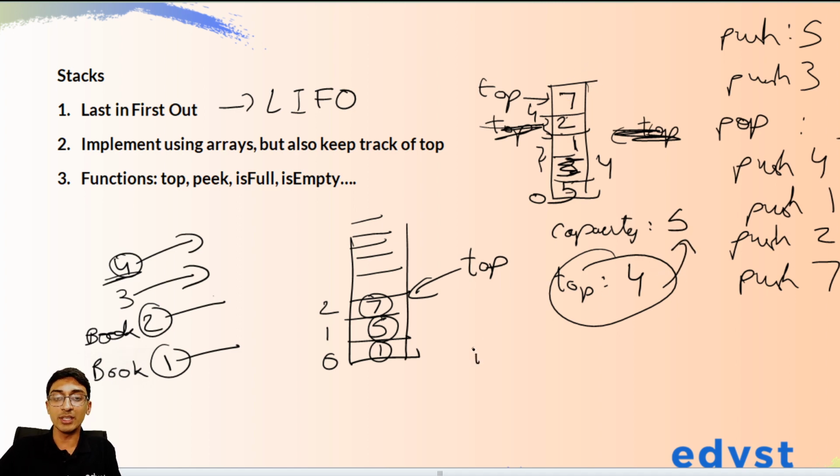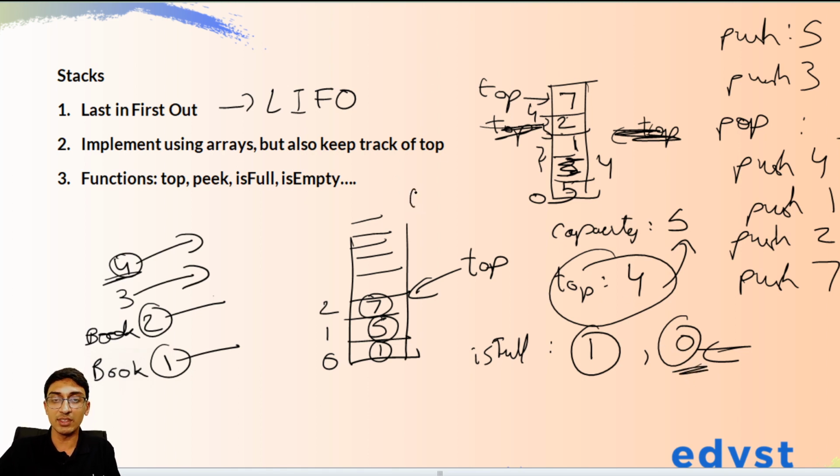So if we use the isFull method, it will return 1 because our stack is full. If it returns 0, it means that our stack is not full. That means, let's say when the top was at 2, it still had some capacity to go, so it's not full. Similarly with isEmpty.